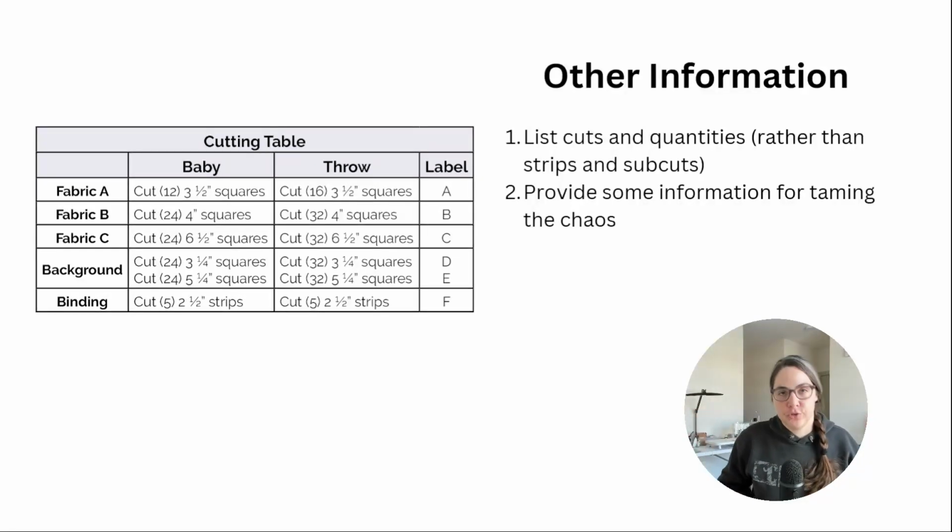And so rather than strips and subcuts, you just want to list quantities and dimensions here, right? What you see in this table are just 16 3.5-inch squares, 32 6.5-inch squares. Those might all be matching. They may not be matching, but they're all from the same color bucket and people are just cutting down their scraps as they can, whatever fits into that color bucket. That's a distinct difference from regular yardage patterns.